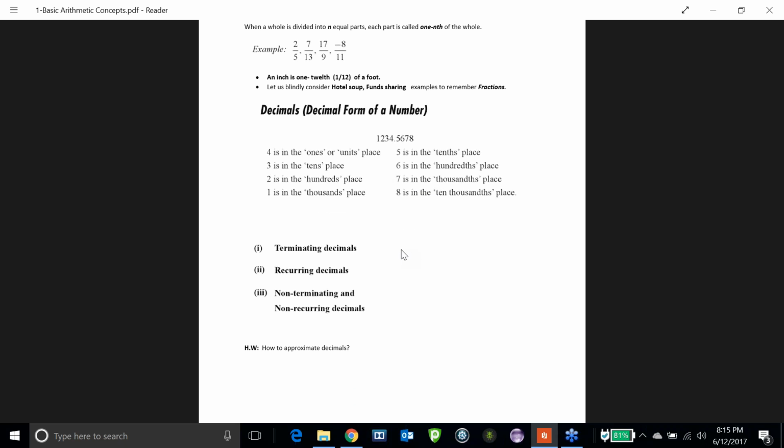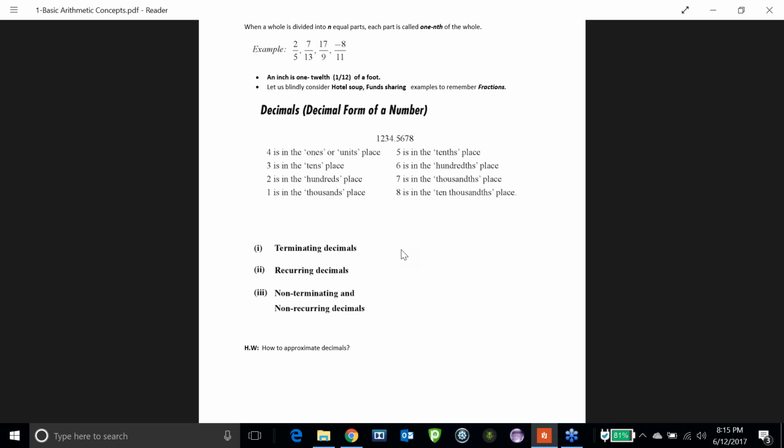And I want you guys to learn how to approximate decimals. See, they may ask to approximate a decimal to the thousandth value, the eighth value, the tenth value, or something like that. So you guys need to learn how to approximate decimals. That will be your homework.